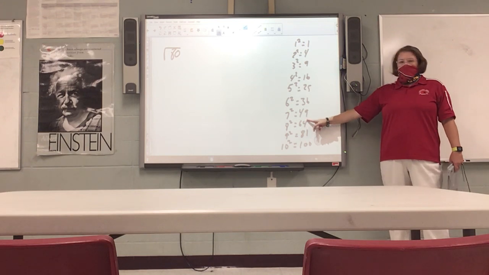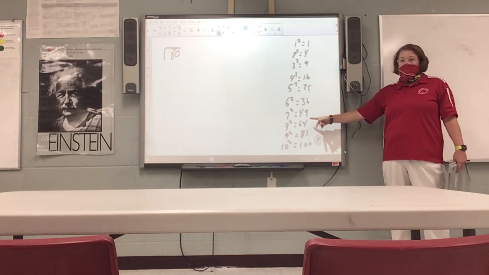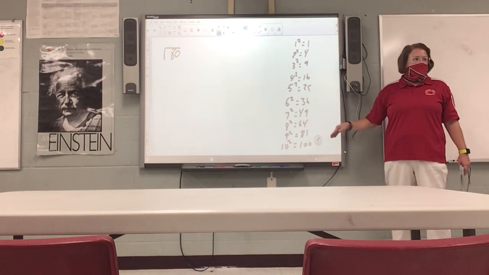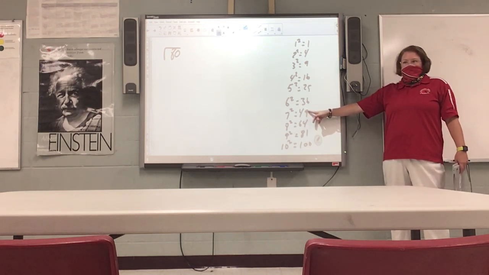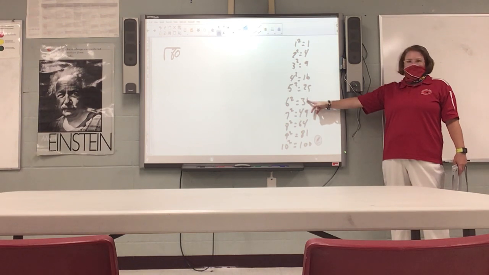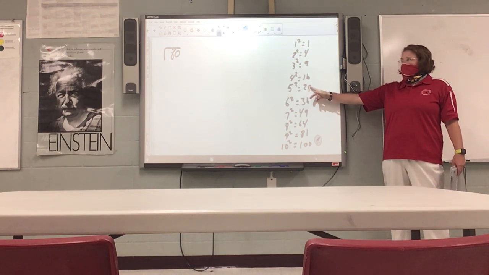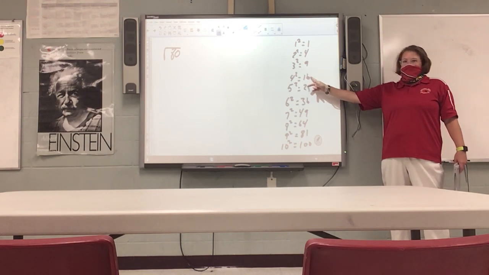Will 64 go evenly into 80? Okay, and to check that, you're just doing 80 divided by 64. So no, it wasn't a whole number. Will 49 go evenly into 80? Nope. Will 36 go evenly into 80? Will 25 go evenly into 80? Will 16 go evenly into 80? I believe that one will. Check it. Do 80 divided by 16. See what you get.